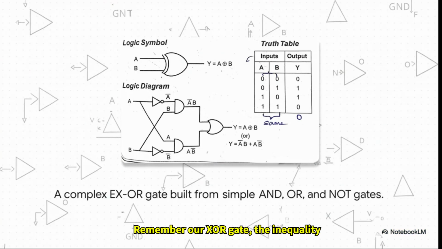Okay, now look at this. Remember our XOR gate, the inequality detector? Well, this diagram shows how you actually build one from the simple gates we started with. We have two NOT gates, two AND gates, and an OR gate, all wired up to perform this one more complex job. This right here is the essence of digital logic. You take simple rules, combine them in clever ways, and you can create incredibly sophisticated behavior.